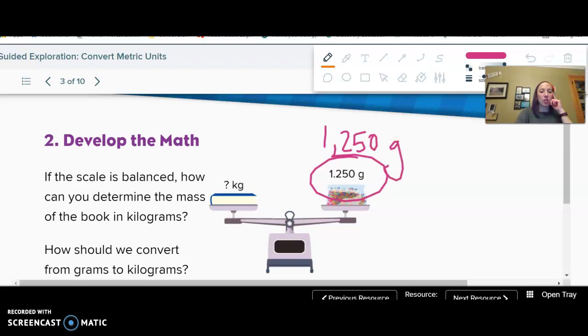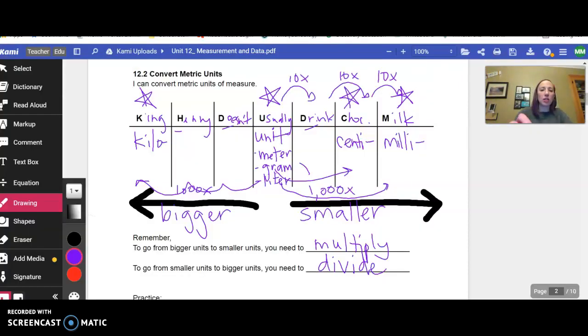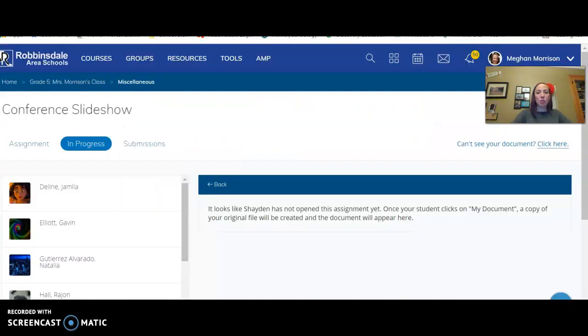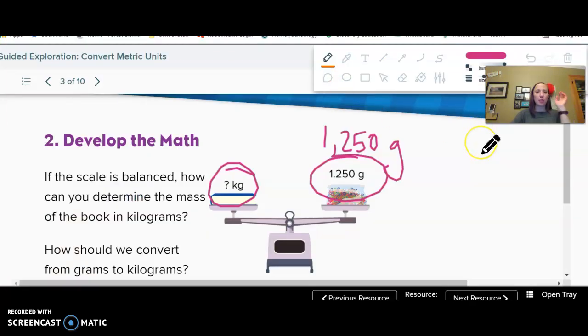And we are trying to figure it out in kilograms. So if I go to my chart and I say, okay, I'm going from just plain old grams to kilograms, well, that's 3 jumps. So that's 10, 100, 1,000 times different. I'm going from something smaller to bigger because grams are smaller than kilograms. So I need to divide by 1,000.